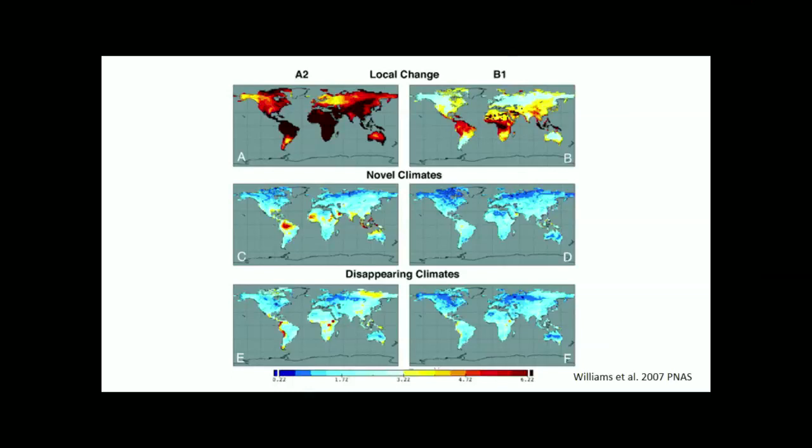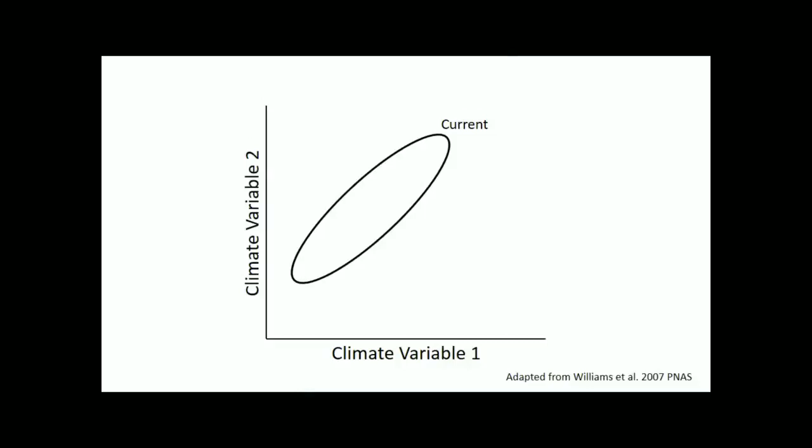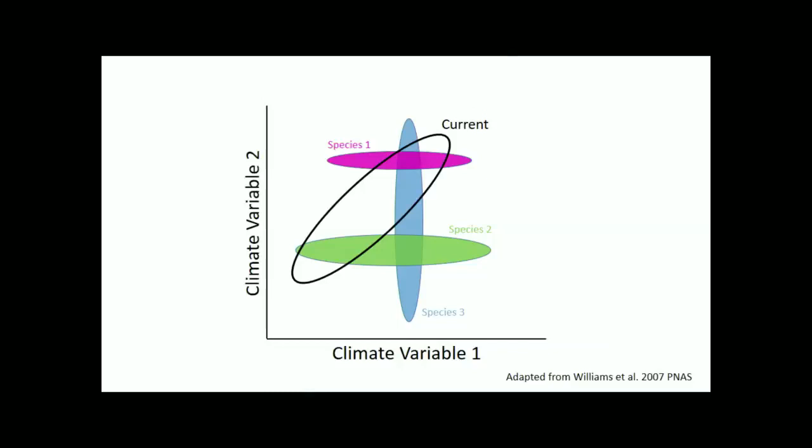So this has implications for ecological communities in the way that they will adjust their ranges based on climate. So if we think about the current climate space with these two hypothetical climate variables, and then we add in a community of three species to this, where the species overlap with the climate space, that's where they are present, and where they overlap with each other, it's where they coexist. So in the current climate space, we've got species 1 and species 3 coexisting, but species 2 and species 3 do not.